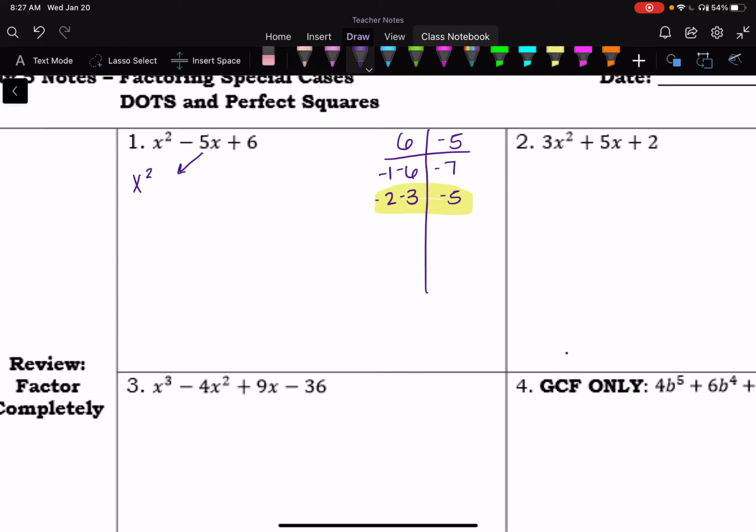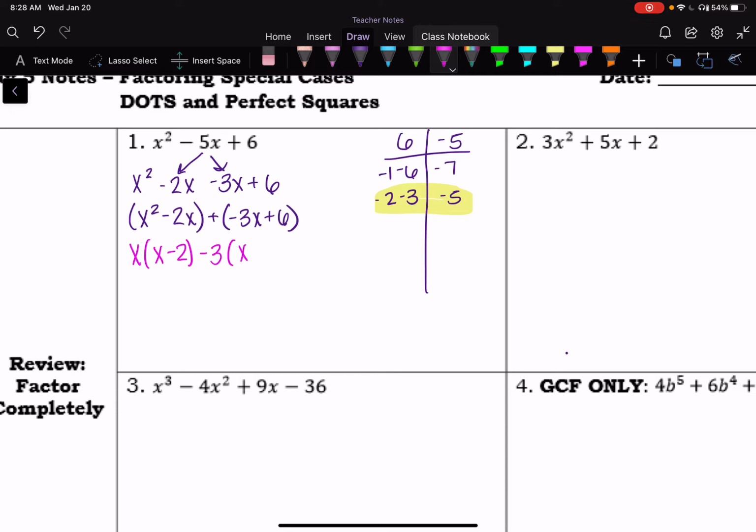X squared, this busts up to negative 2x, and negative 3x plus 6. And now we group: x squared minus 2x plus negative 3x plus 6. Now we take the GCF, which is x. I'm left with x minus 2. My GCF of negative 3, left with x minus 2. My funny GCF is going to be my binomial, which is x minus 2, and I'm left with x minus 3.